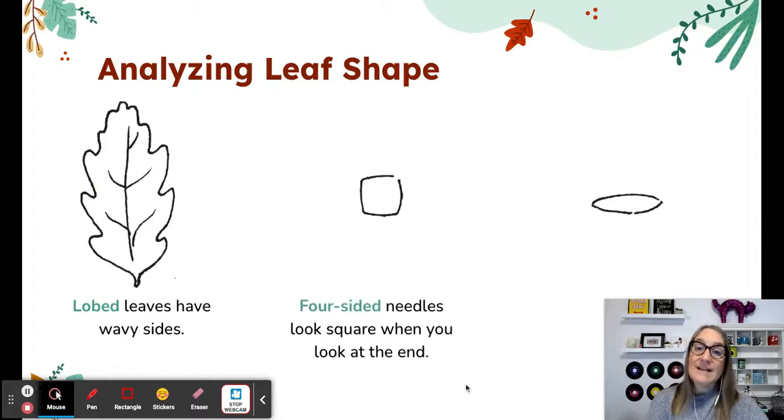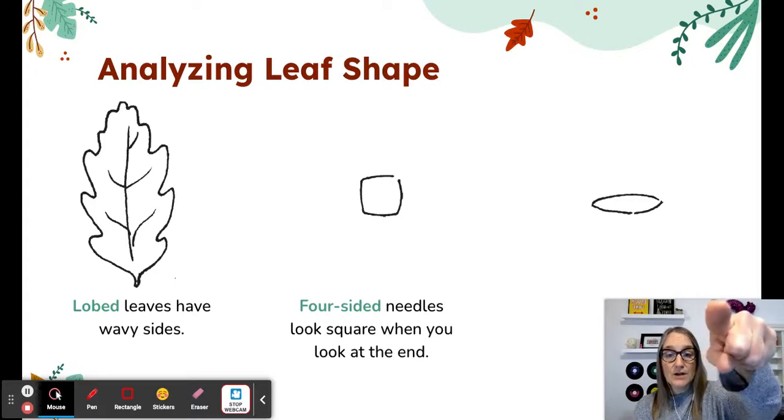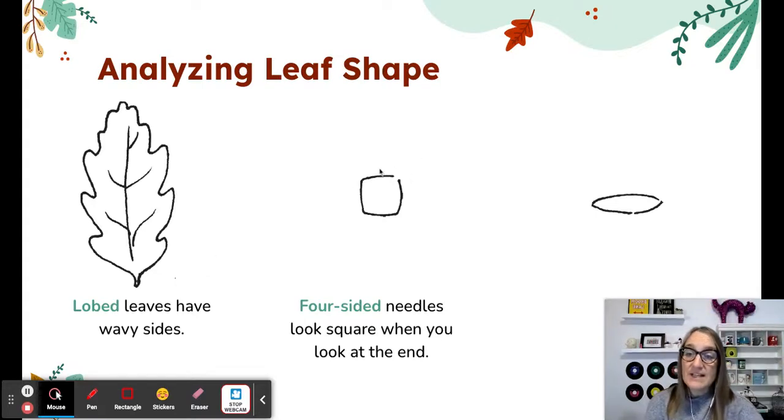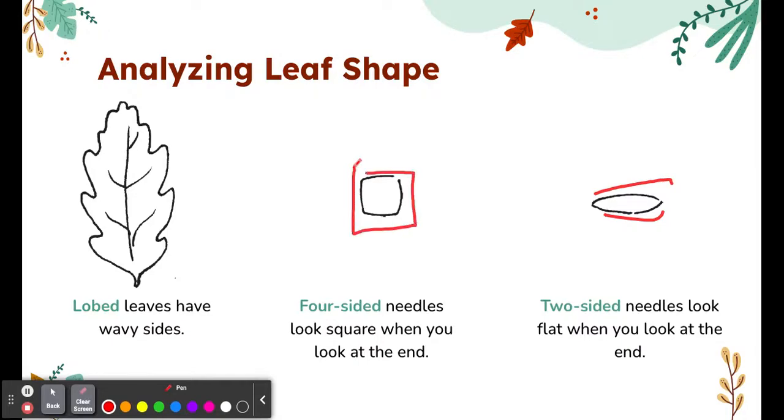Now let's look at needle shapes. If you take a needle from a conifer and don't look at it sideways, but look at it straight on from the end, you'll see that some of them look like they have four sides. They look square when you look at them. They are called four-sided needles. Other ones are flat, and they are called two-sided needles because, of course, they only have those two sides instead of 1, 2, 3, 4.